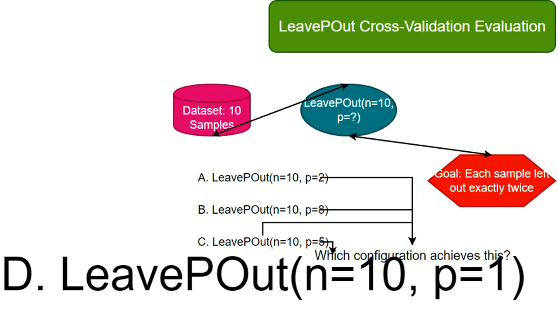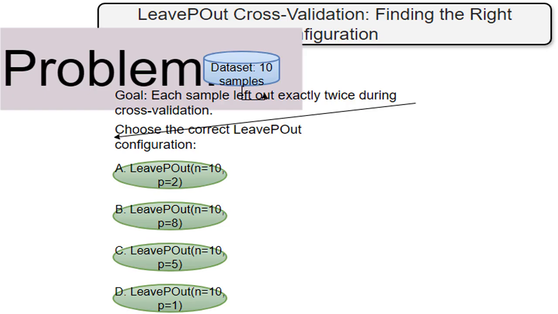Based on our analysis of how "LeavePOut" works with the provided options, A, B, C, D, which configuration of the "LeavePOut" function, with differing values of P, ensures that every sample is left out precisely twice for model evaluation? Think about it. The problem presents a scenario involving scikit-learn's cross-validation. It is a technique used to evaluate machine learning models by systematically leaving out portions of the data for testing.